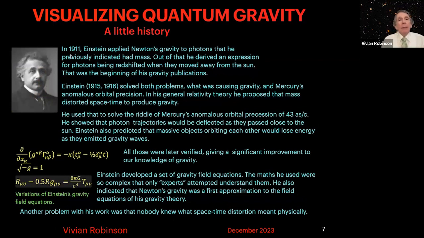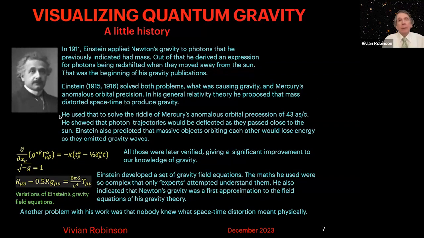In 1911, Einstein applied Newton's gravity to photons that he previously indicated had mass. Out of that, he derived an expression for photons being redshifted when they moved away from the sun. That was the beginning of his gravity publications. In 1915 and 1916, he solved both problems: what was causing gravity and Mercury's anomalous orbital precession. In his general relativity theory, he proposed that mass distorted space-time to produce gravity.